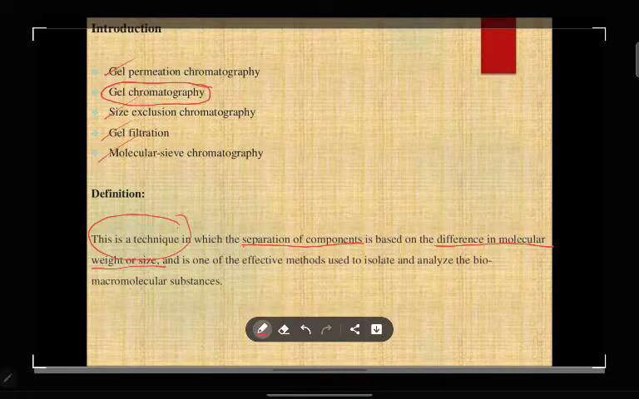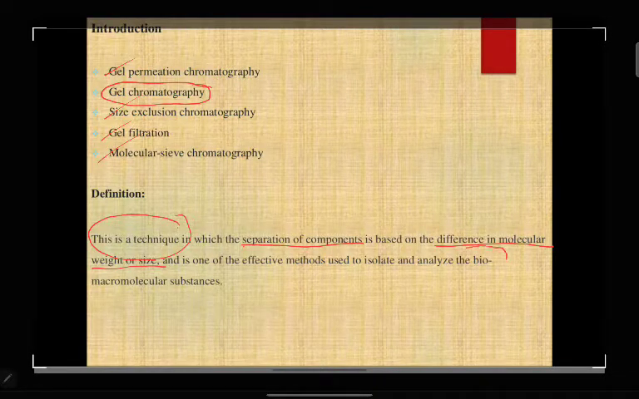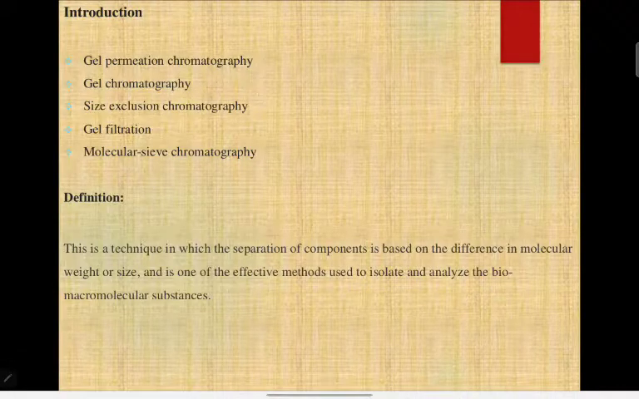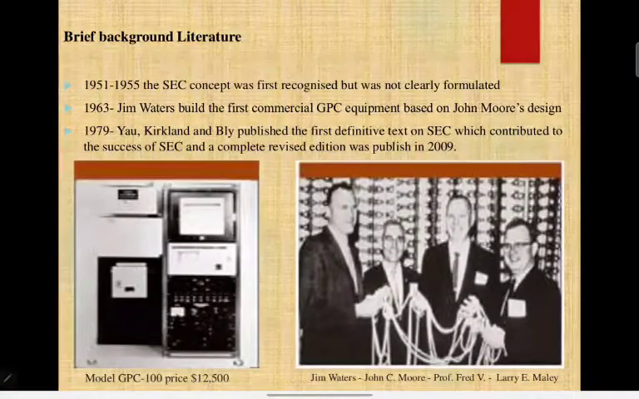So it is the separation technique through which we separate a mixture of components based on their molecular weight or molecular size. Normally we use gel chromatography for the effective separation and isolation of biomacromolecular compounds. What is meant by macromolecular? Macro means big in size. For the effective separation and isolation of biomacromolecular substances, we prefer gel permeation chromatography or gel chromatography. Next, moving to the next slide.